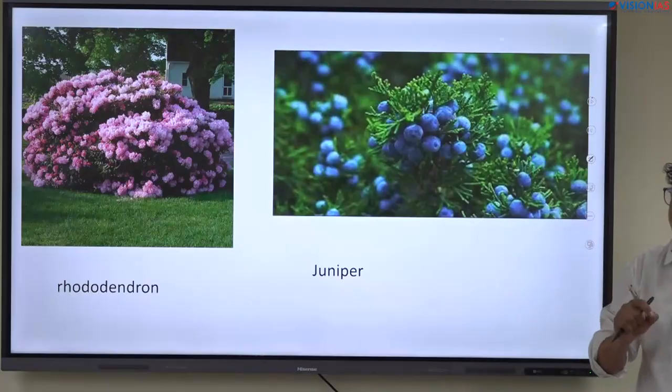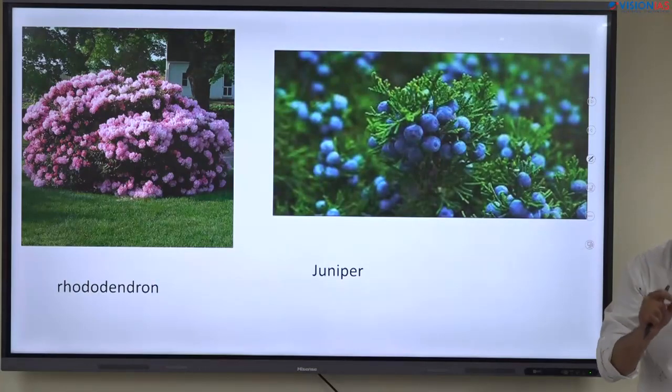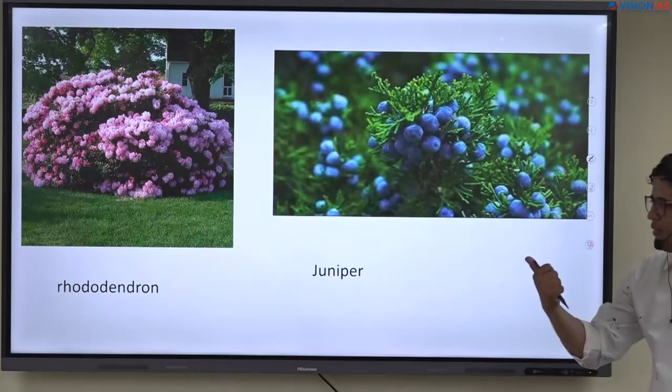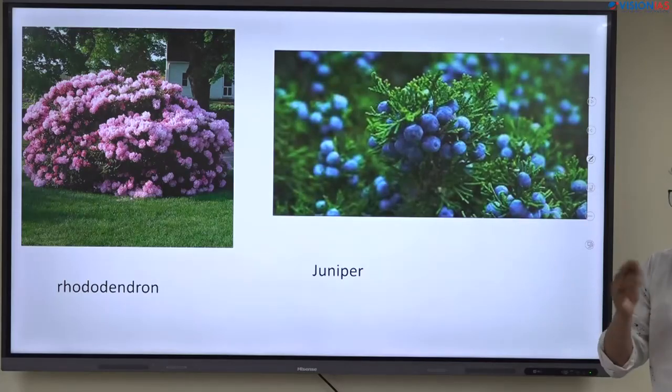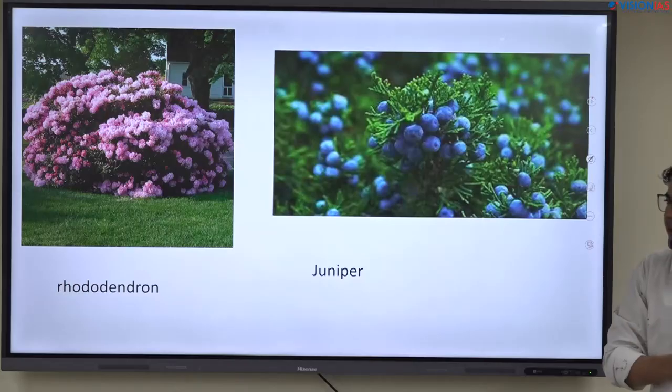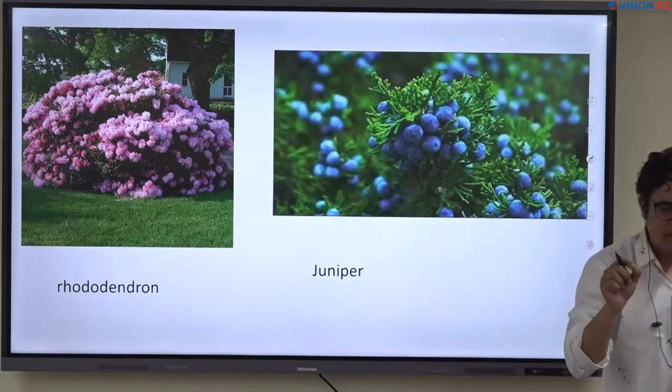Low evergreen dense growth means the trees are small. As you can see in this image, rhododendron does not have good height. Low evergreen dense growth of rhododendron. So highlight rhododendron. It is the major species.